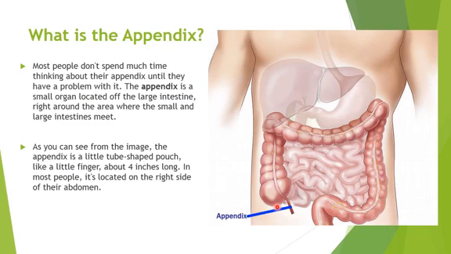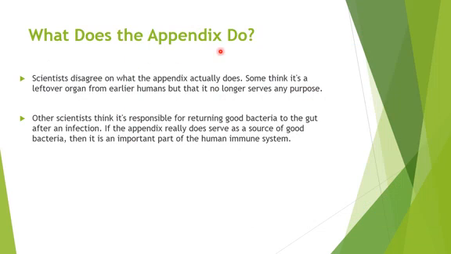Further it says, as you can see from the image, the appendix is a little tube-shaped pouch like a little finger, about 4 inches long. In most people it is located on the right side of their abdomen. So it is almost like a little tube, about 4 inches in length, on the right side of the body. This is the initial information about the appendix.